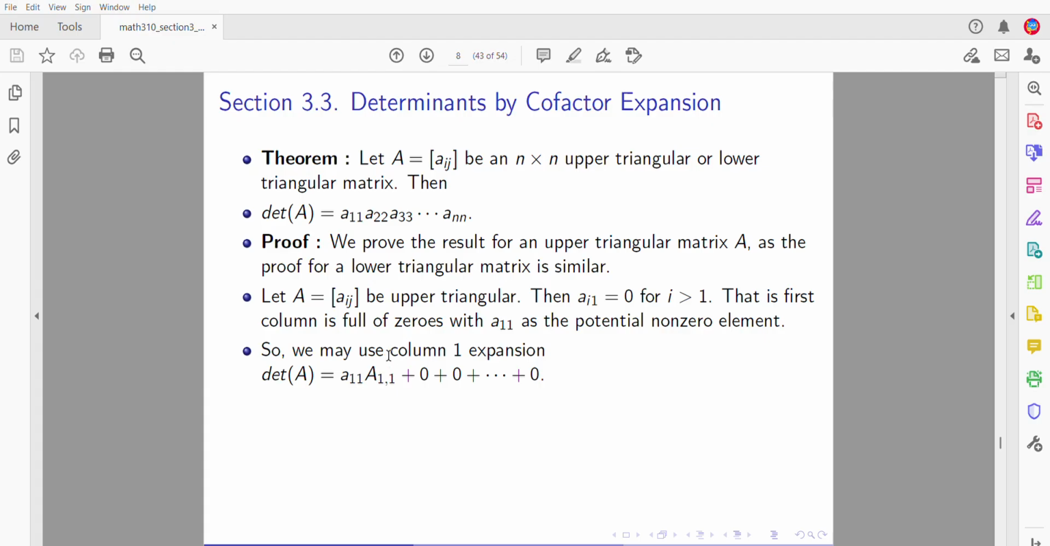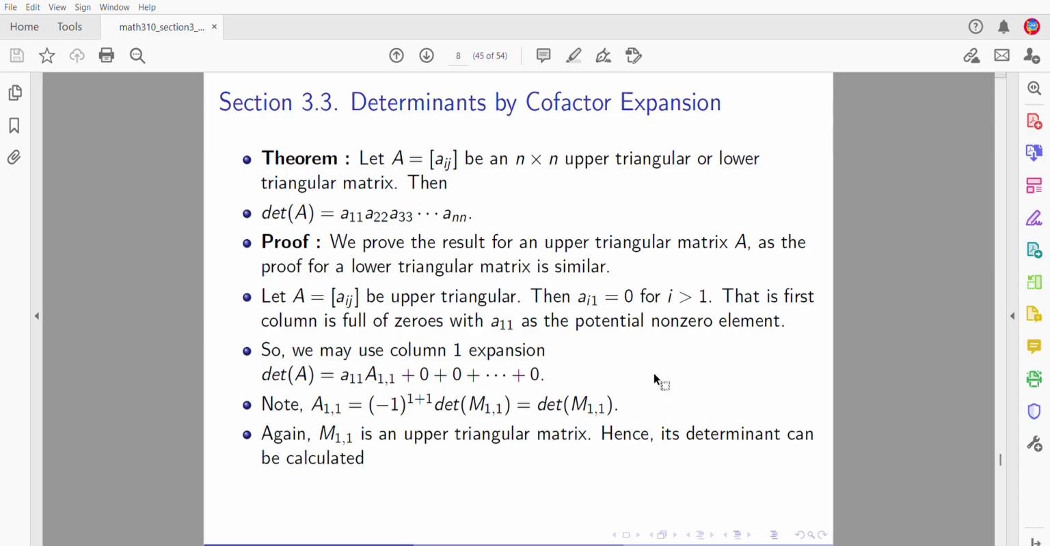So remember, if you imagine an upper triangular matrix, you're dropping the first row and the first column. So you really have a smaller matrix, M11. Okay, cofactor is -1 to the power 1 plus 1. That's even power. So A11 cofactor is same as determinant of M11. Now M11 is again an upper triangular matrix. Hence its determinant can be calculated the same way.